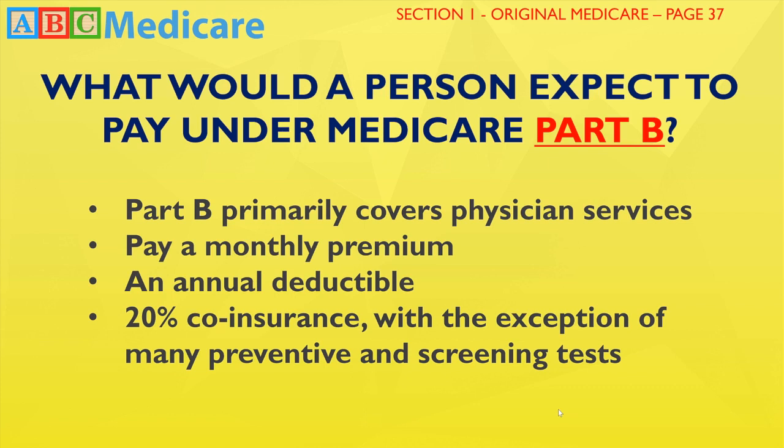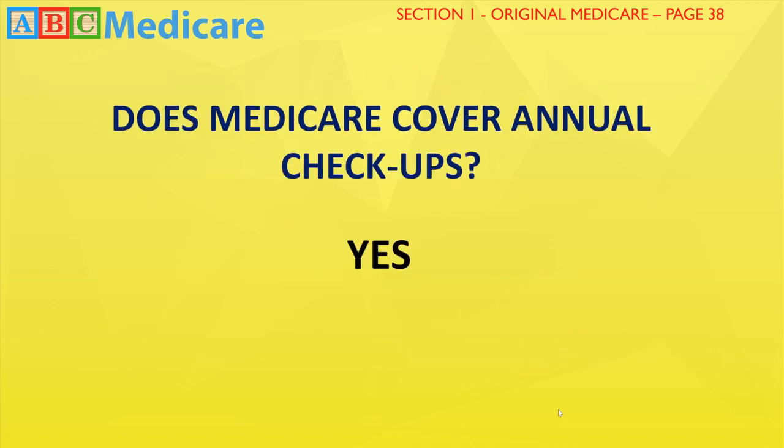So under Part B, if a person has $100,000 of charges, they've got a small deductible, and then they're going to pay 20% of whatever's left. So if it's $100,000 in charges, they're going to owe $20,000.